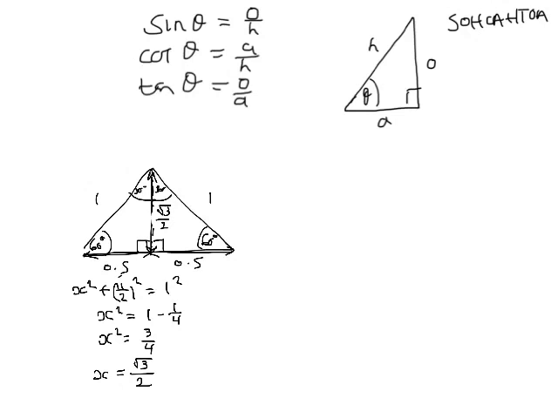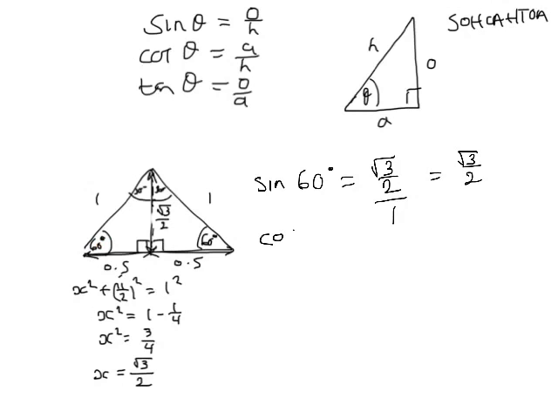Now we can use the definition of sine, cos, and tan to find sine, cos, and tan of 60 and 30 degrees. So if we first use this angle here, 60 degrees, we can say that the sine of 60 degrees is equal to our opposite side, which is root 3 over 2, divided by our hypotenuse, which is 1. So the sine of 60 degrees equals root 3 over 2.